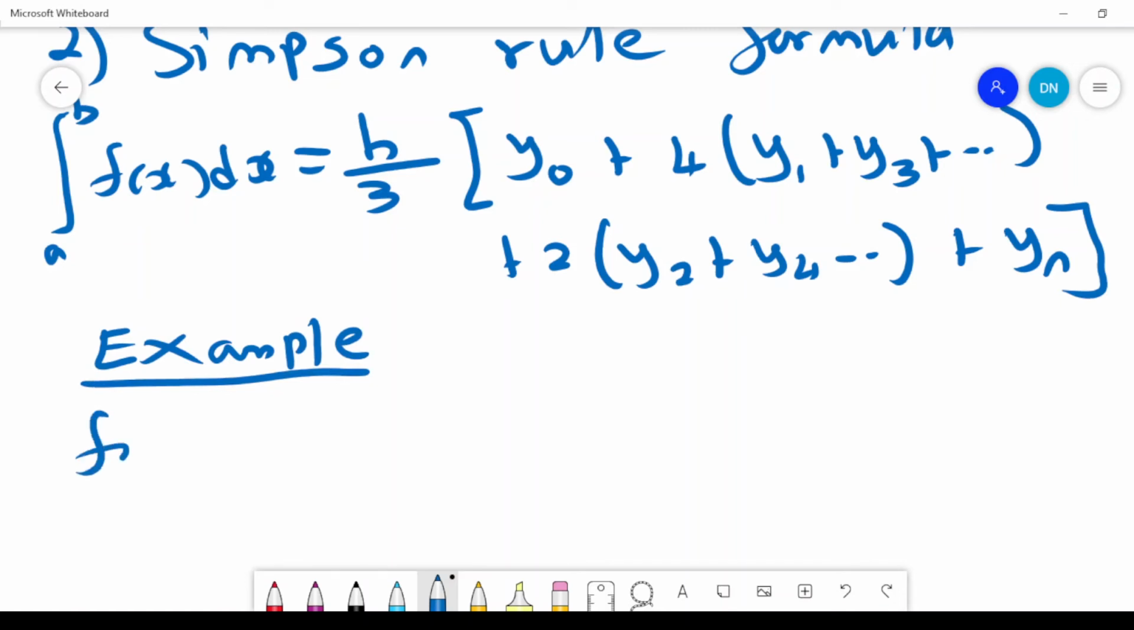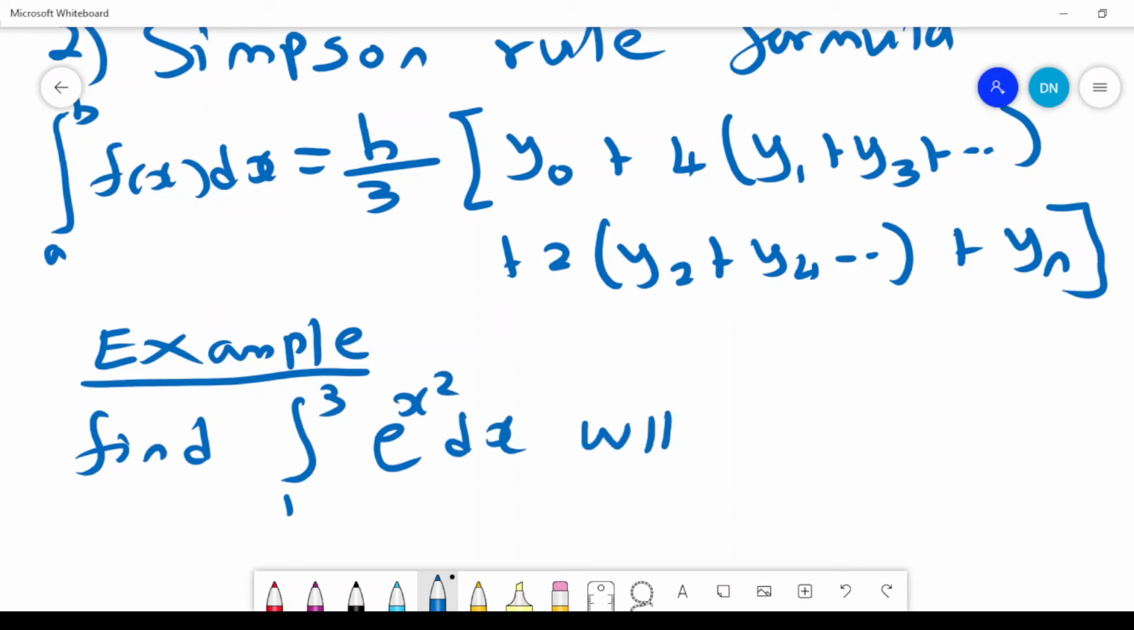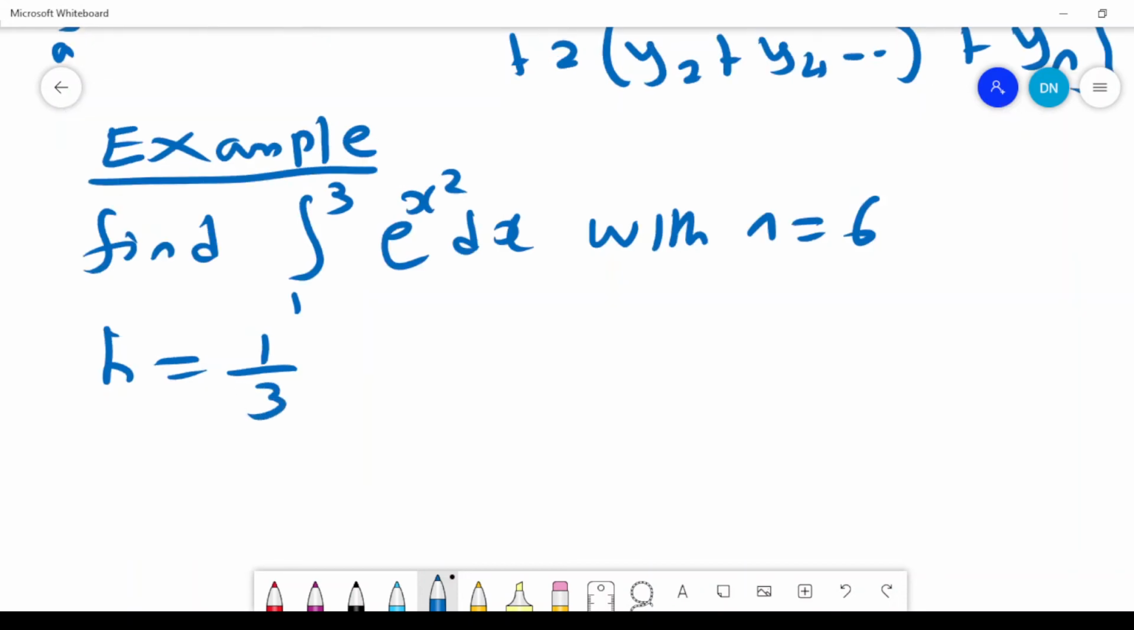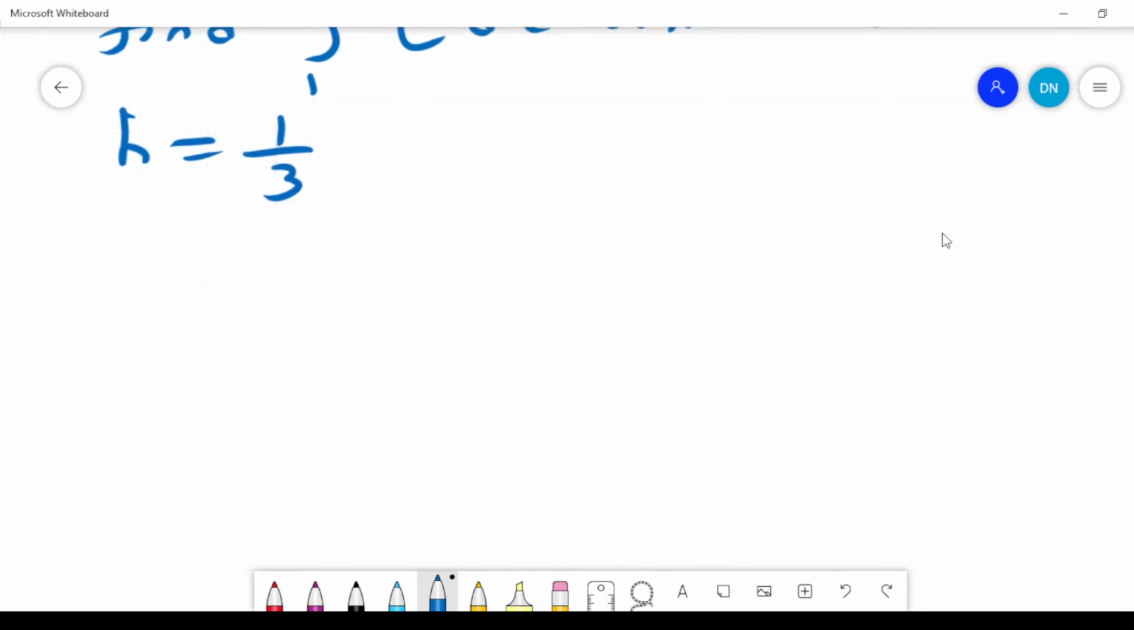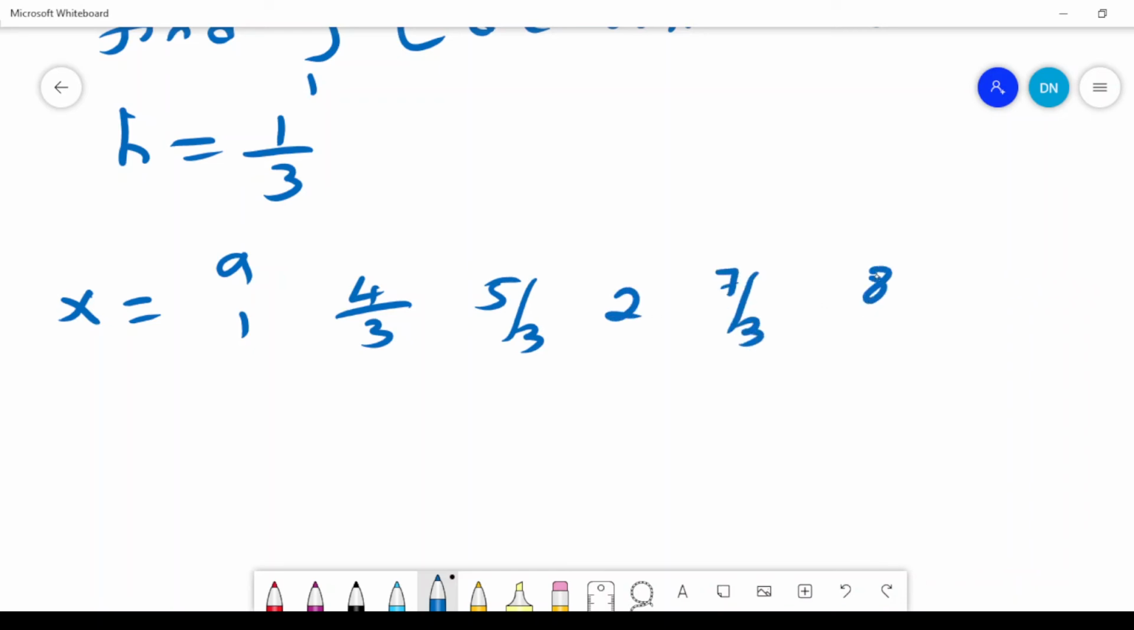We want to find the integral from 1 to 3 of e to the x squared dx with n equals 6. We do that just as in the case of the trapezoidal rule. That's the first thing. But now there will be a few changes here and there because of the formula. So now we have our values of x. Our a is 1, then 4 over 3, 5 over 3, 2, 7 over 3, 8 over 3, 3.